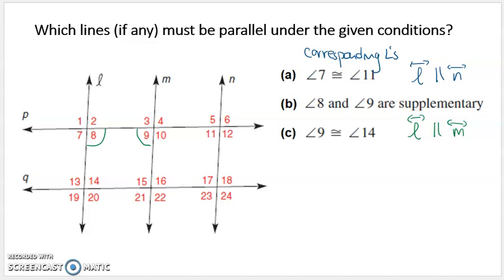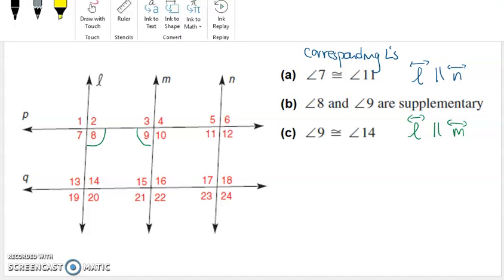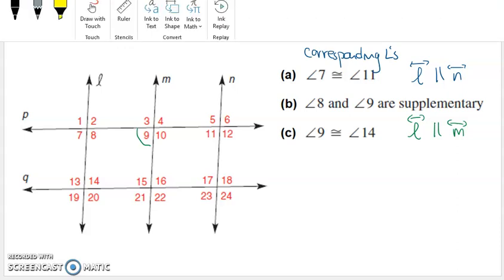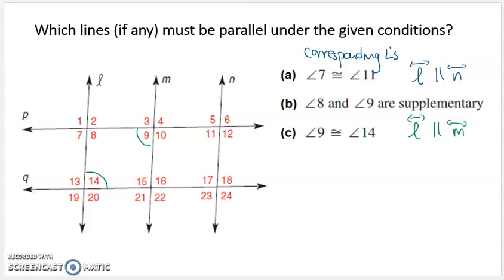Lastly, how about angle 9 and angle 14? Again, if I know nothing else, if all I tell you is that angle 9 and angle 14 are congruent, then what can you say? Well, let's see. These angles do not lie on the same transversal. They're on different transversals, different vertices, different transversals. I don't think we can say anything.